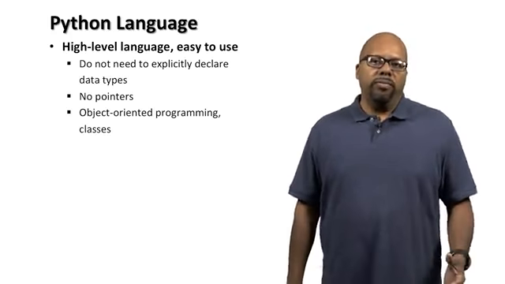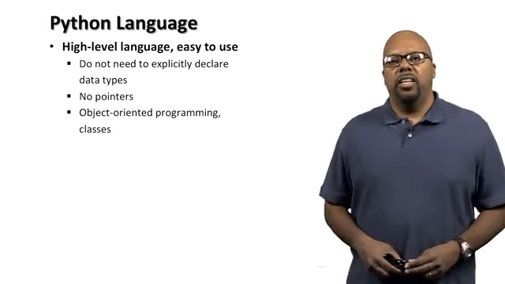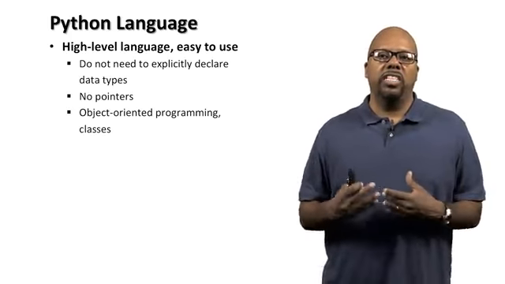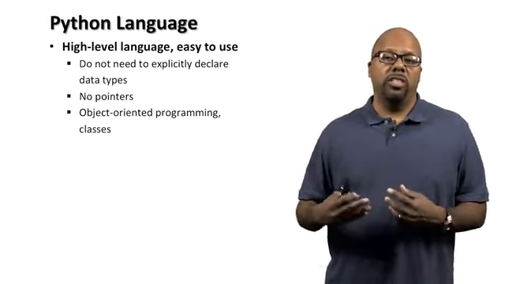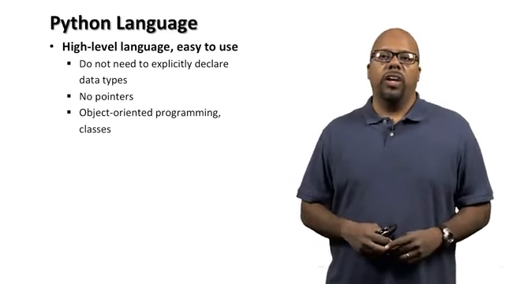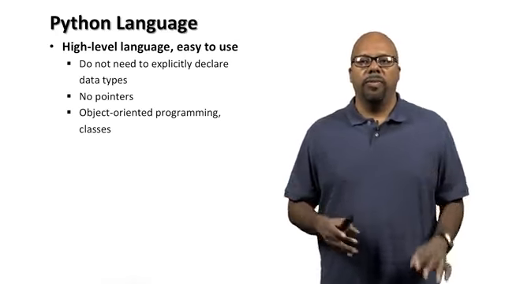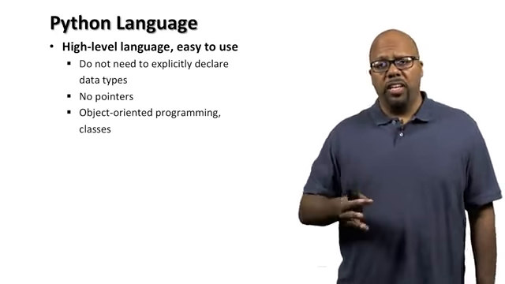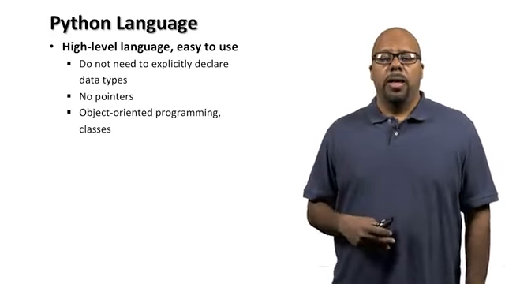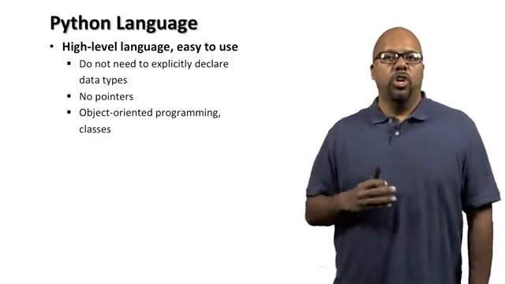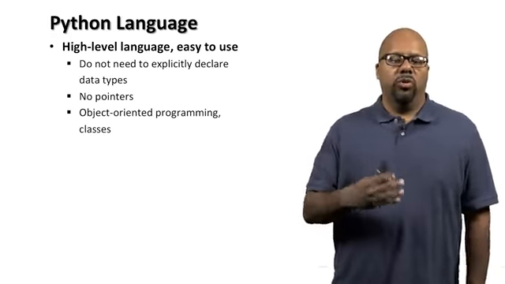Python is a high-level language. High-level roughly means that it's easy to use. Some details are hidden from the programmer, who does not have to see them. For instance, in Python, you don't have to explicitly declare data types. If you have a variable x, you don't have to say integer or char or float or whatever it is.